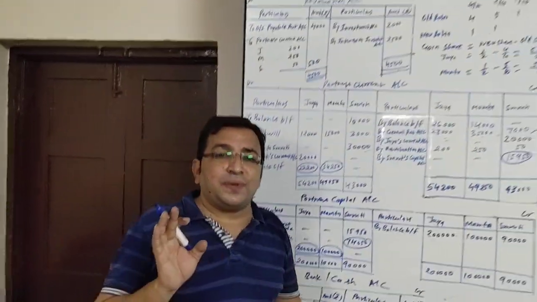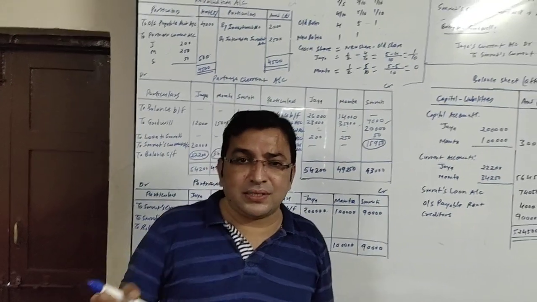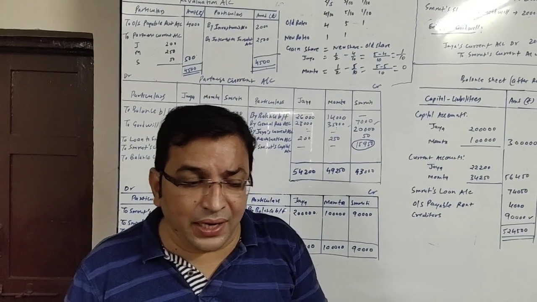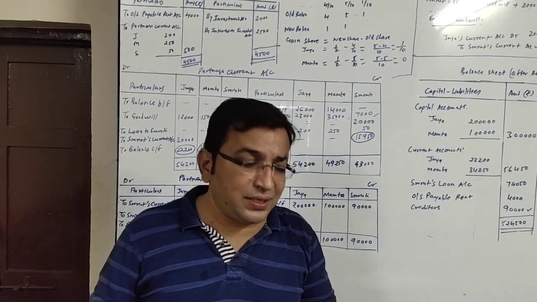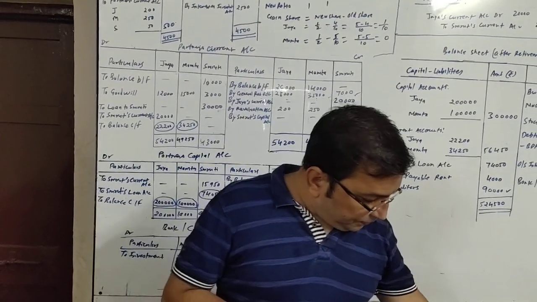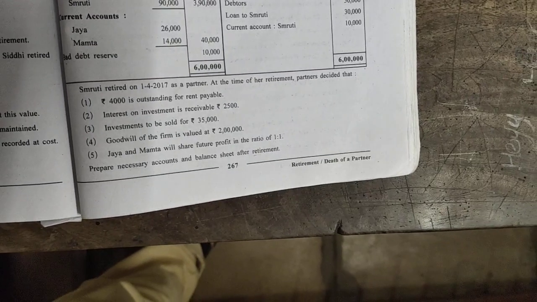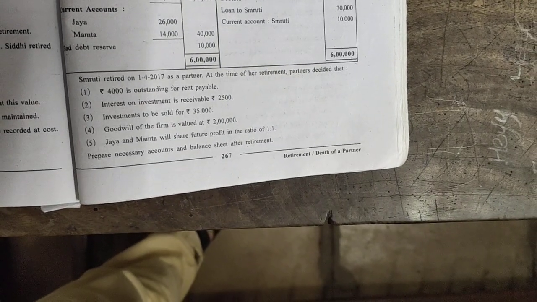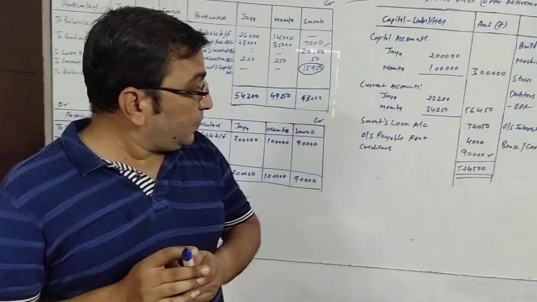So here we have finished with the items of balance sheet. Now we will consider all the remaining adjustments which we have not yet considered. So one by one we will go through. Adjustment number 1 says rupees 4,000 is outstanding for rent payable.